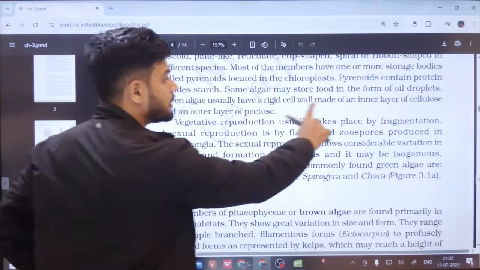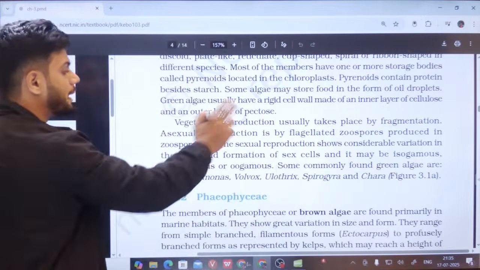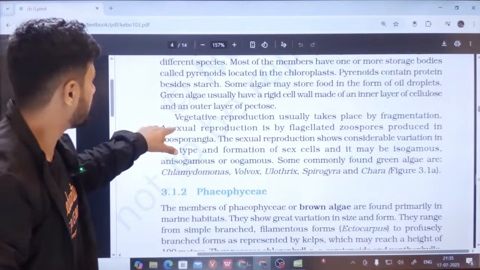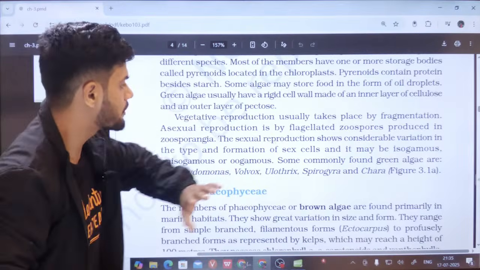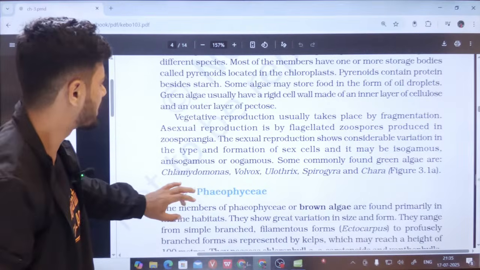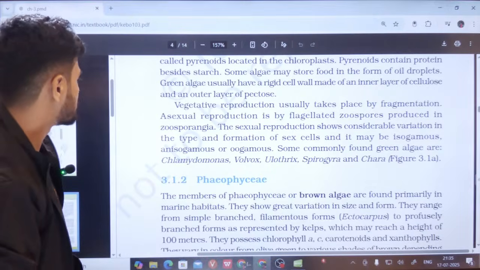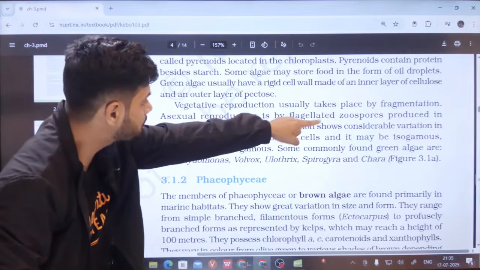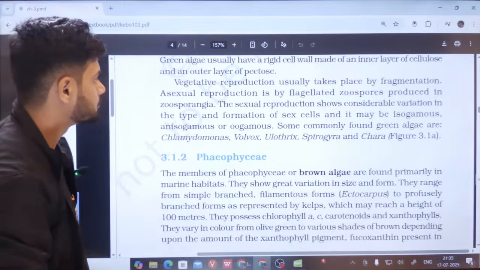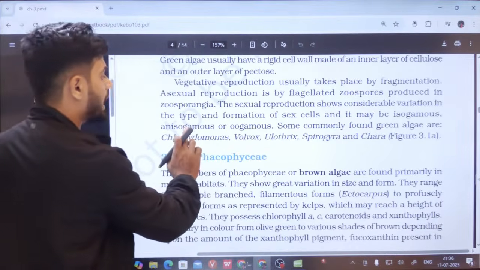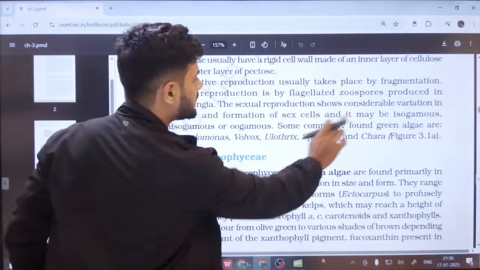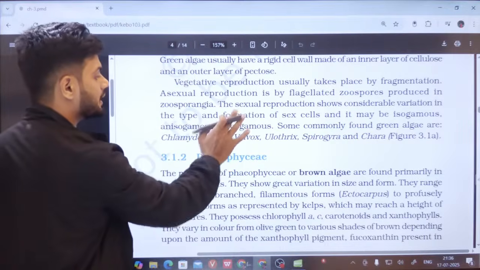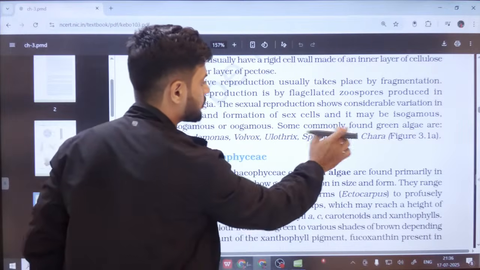Now, cell wall: inner layer cellulose, outer layer pectose. Asexual reproduction is by flagellated zoospore formation. All of you know that in Chlamydomonas zoospore formation happens, yes or no? Now students, sexual reproduction shows considerable variations here: isogamy, anisogamy, oogamy. All three are present in green algae. Examples: Volvox, Ulothrix, Spirogyra, Chara.